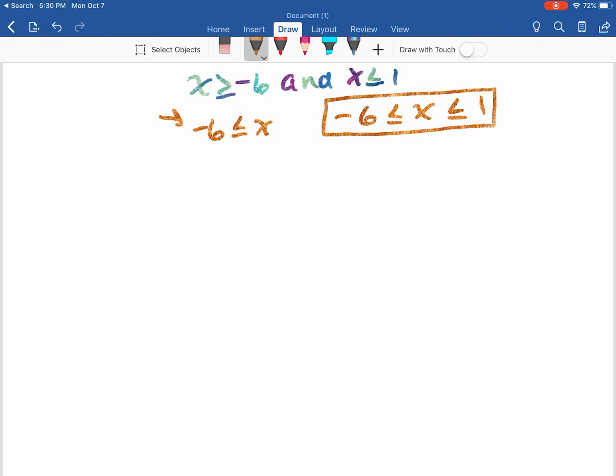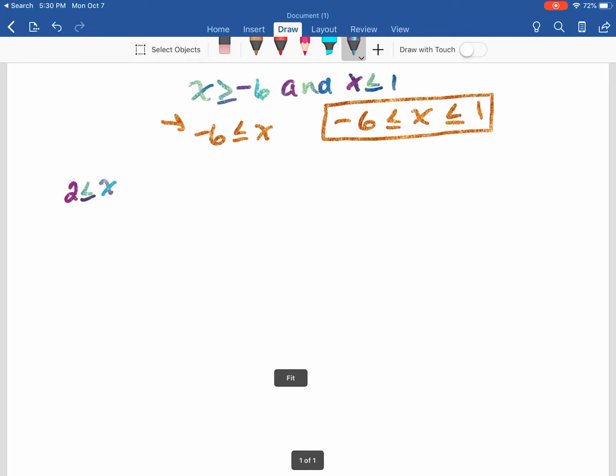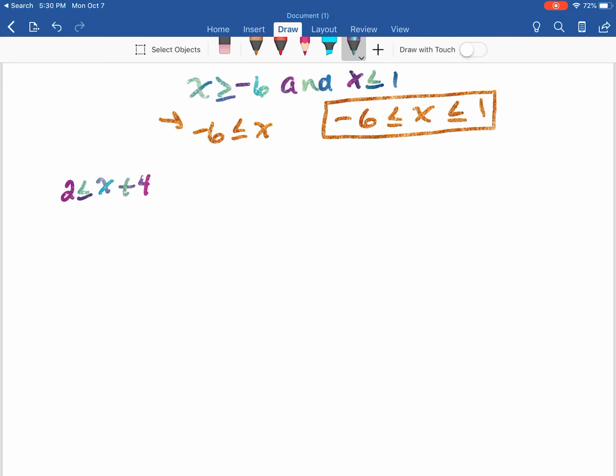So let's do some examples. All right. So now let's say I have 2 less than or equal to x plus 4, and let's say that's less than 9. Now, I have 2 inequality symbols. Before I had 2 separate inequalities, okay? The easiest way to handle this is treat this like you have 2 equal signs. So if I subtract 4 from the middle here, I need to subtract 4 from here, and I need to subtract 4 from there.